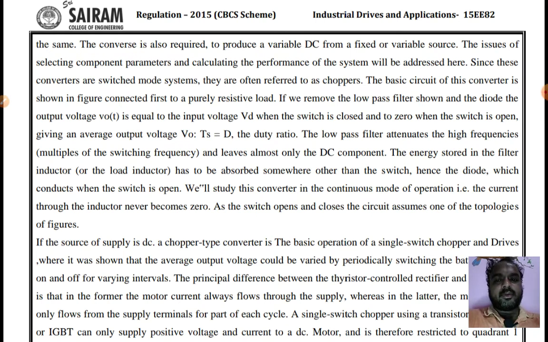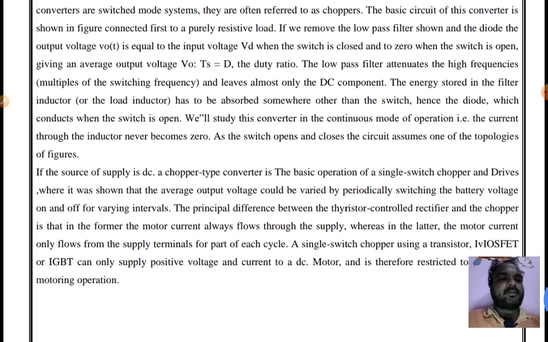First, consider a purely resistive load. If you remove the low pass filter and diode, the output voltage equals the input voltage when the switch is closed, and 0 when the switch is open. When the switch is closed, the output voltage is V0. When the switch is open, the output voltage is 0. So Ton over Ts equals D, that is the duty ratio.